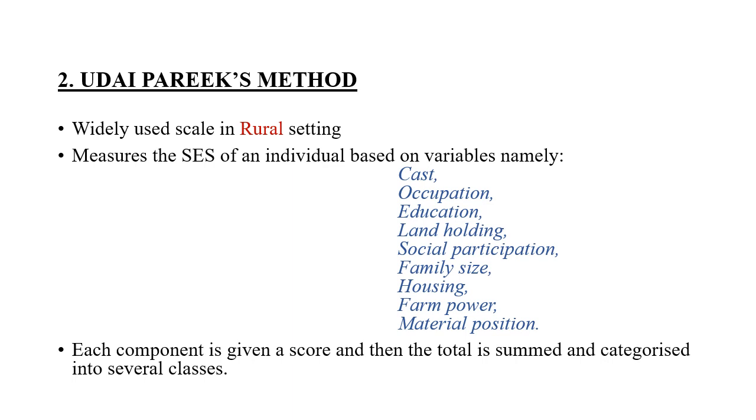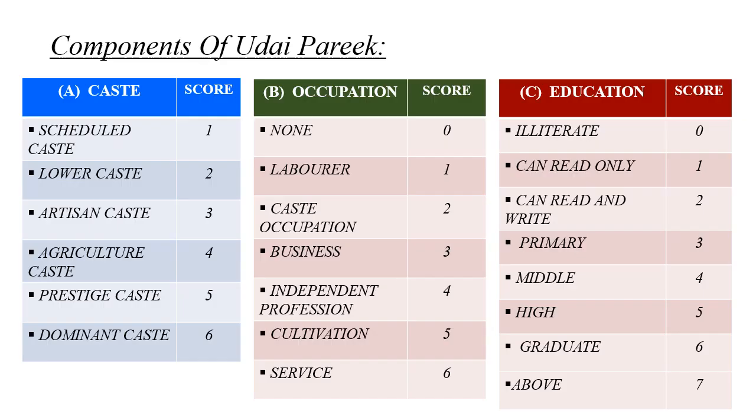Now, the second scale, that is the Udai Pareekh scale. This is a widely used scale in rural settings. It measures the socioeconomic status of an individual based on variables, namely caste, occupation, education, land holding, social participation, family size, housing, farm power, and material possession. Each component is given a score and then the total is summed and categorized into several classes.